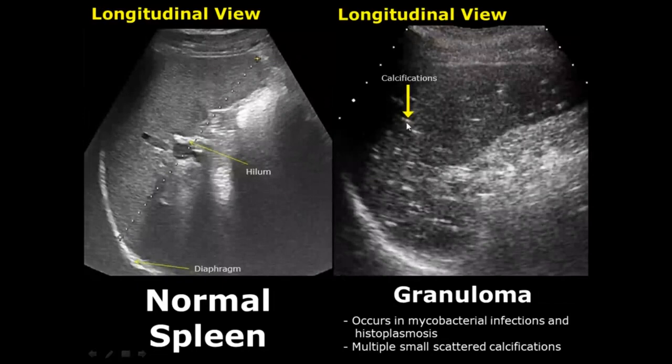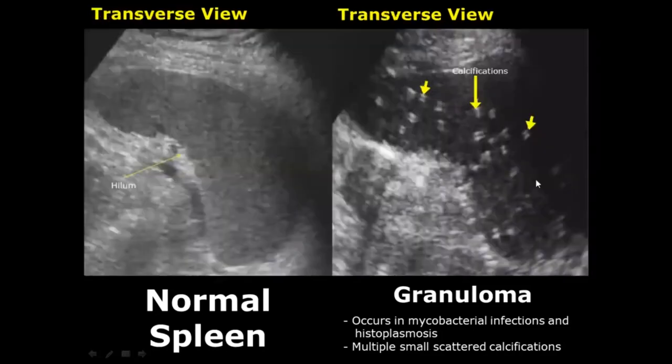Granuloma in a spleen can occur in the setting of mycobacterial infections and histoplasmosis. They appear as multiple hyperechoic calcifications scattered throughout the spleen. Another case of granulomatous infection of the spleen, presenting as multiple calcifications throughout the spleen.